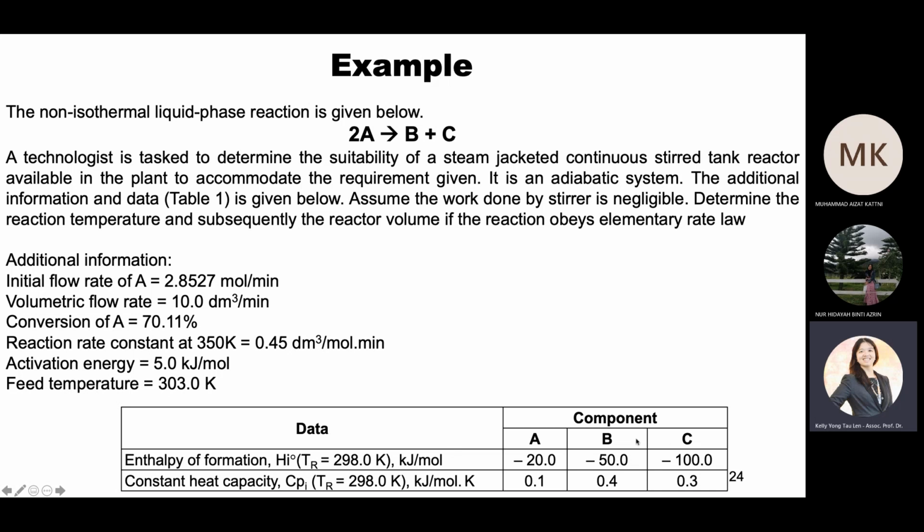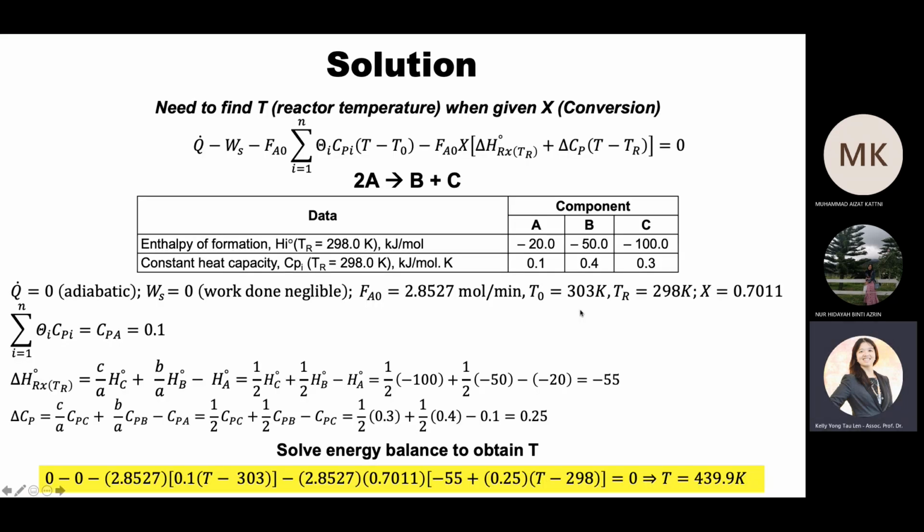Okay, then in the table, they give us the enthalpy of formation, the heat of formation. Since they give the heat of formation, we use it to calculate the heat of reaction. So the heat of formation of A, of B, and of C. And don't forget, they state that these heats of formation are at a reference temperature of 298 Kelvin. So this is the reference temperature we will use in our equation. They also give Cp data: Cp for A, Cp for B, Cp for C. The Cp data is used to calculate theta i Cp i, and the enthalpy of formation is used to calculate the heat of reaction.